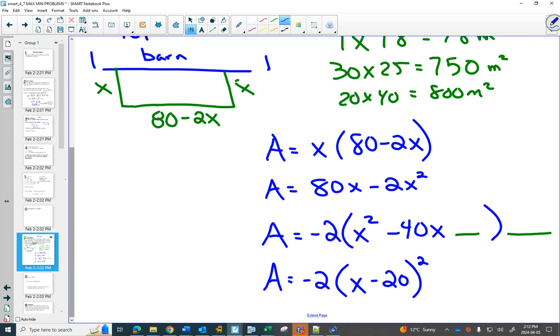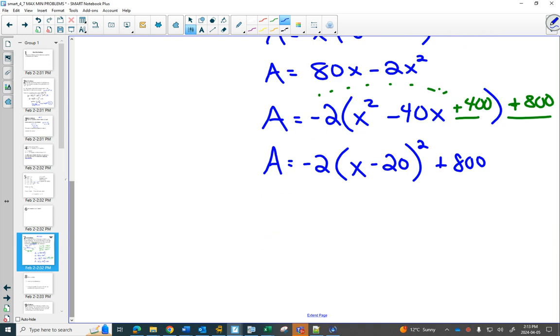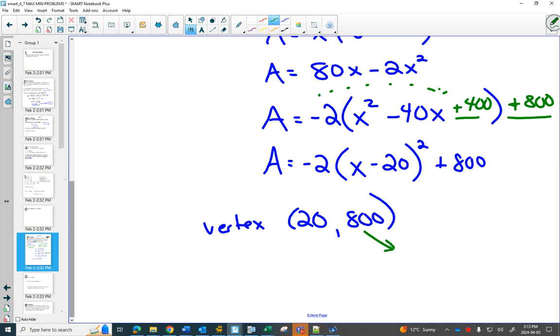And minus 20 times minus 20, this will be plus 400. But what have we actually done? We minus 400, so we would have to, we minus 800. So to compensate, we have to add 800. Our vertex is 20, 800. This 800, that's your max area. Make sure we include our units.